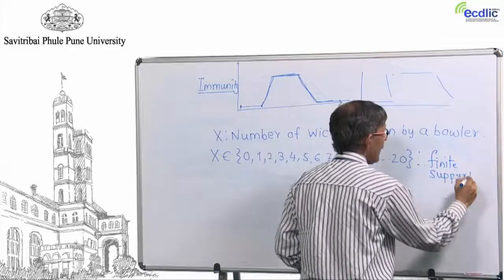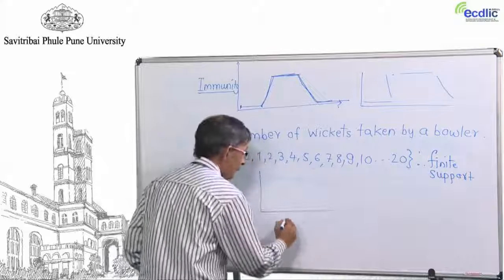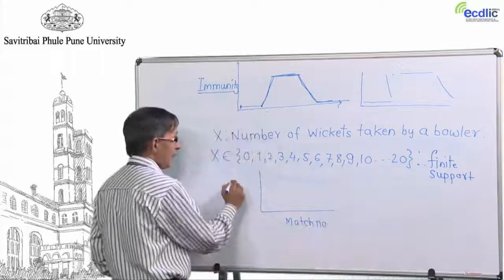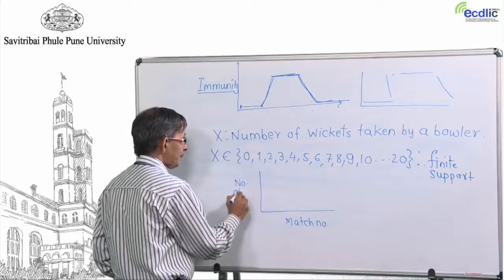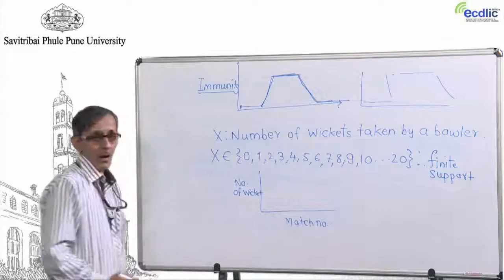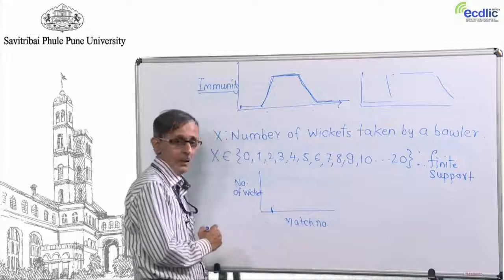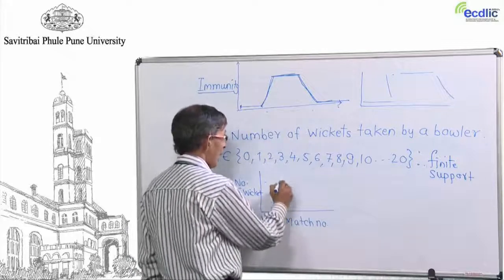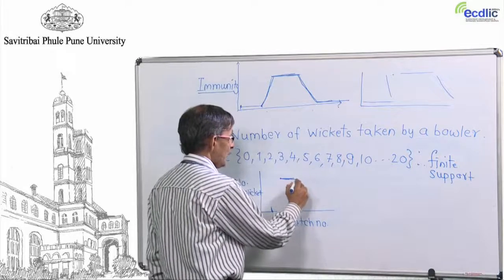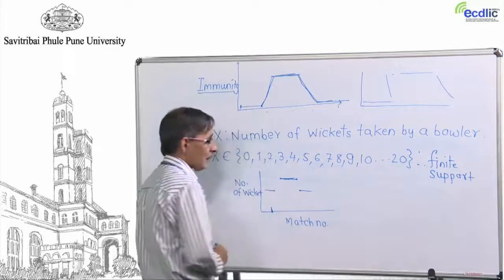But if I plot this on a graph, match number against number of wickets, now if I take the first match, it takes 0 wickets, this is somewhere here. In the next match it takes 4 wickets, it will go here. Between match number 1 and 2, there is nothing. So in match 2, he either takes this many or he will go from here to here.